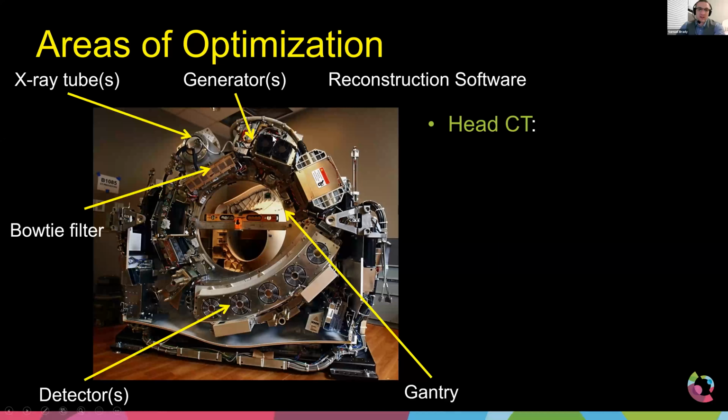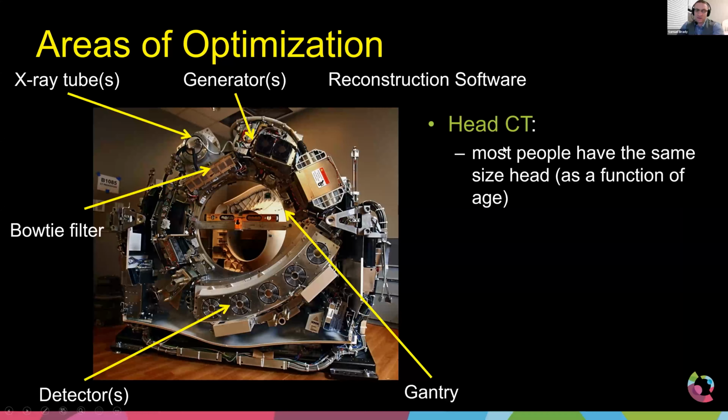As the energy comes from the generator into the tube, it creates the X-rays through Bremsstrahlung radiation, and they come out and go through a filter. We call it a bow tie filter. And then, of course, eventually they pass through the patient, where there would be a table here, and then it goes down to the detectors. And so the gantry holds this whole thing together. And then, of course, we need the reconstruction software on the side that actually takes all that data and creates an image.